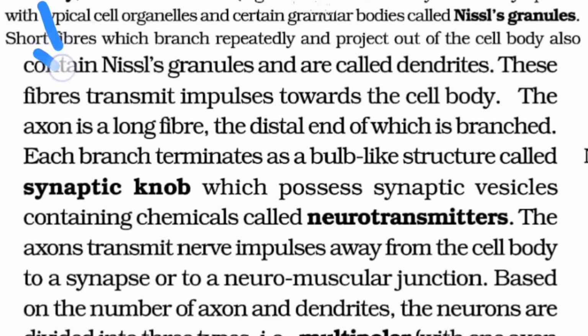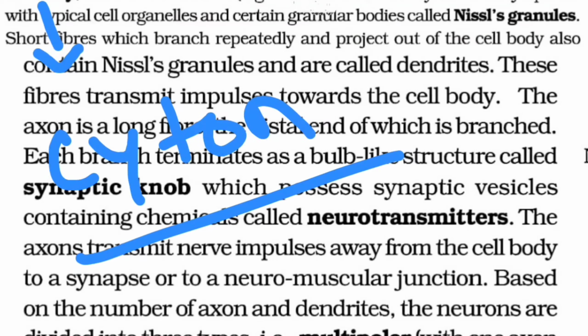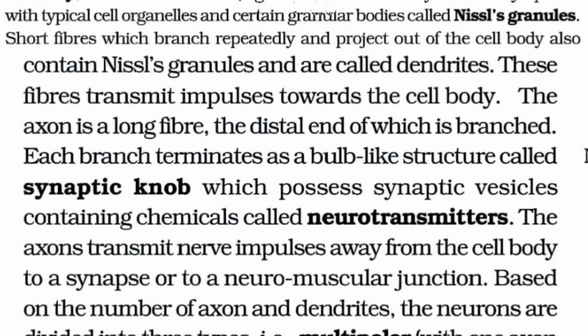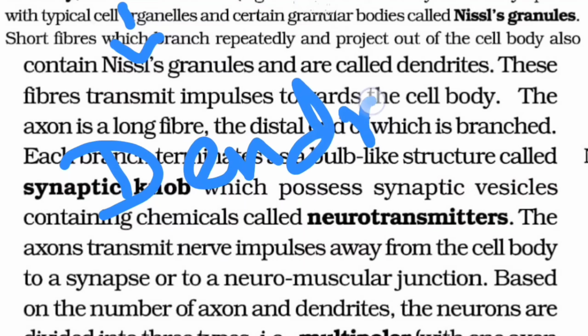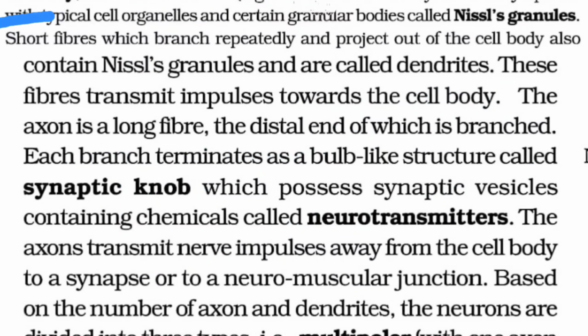This cell body is also called cyton, whereas the dendrites are also called dendron. So the neuron consists of cell body, dendrites, and axon, or cyton, dendron, and axon. And the cell body contains the cytoplasm with typical cell organelles and certain granular bodies. Do remember one thing: neuron is at the end of the day a cell.